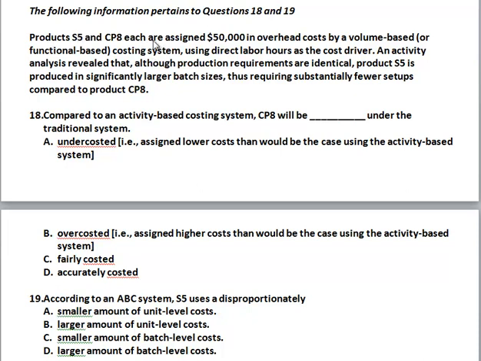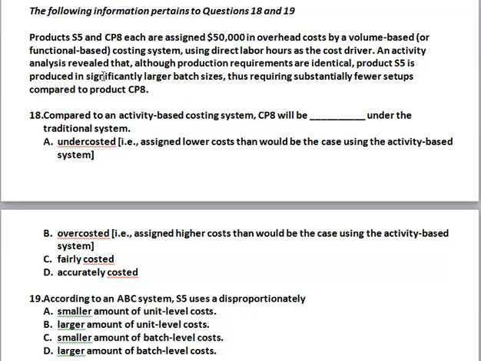We've got two different products. Each are assigned $50,000 in overhead by a volume-based costing system using direct labor hours as a cost driver. So we used only direct labor hours. We used a plant-wide rate, and it gave each of the products $50,000 in overhead. An activity analysis revealed, although production requirements are identical, product S5 is produced in significantly larger batches, thus requiring substantially fewer setups. So what that means is that product S5 is consuming less cost than CP8, okay?